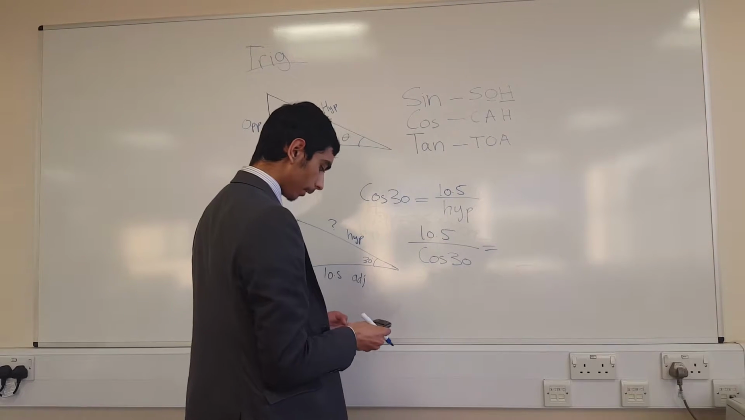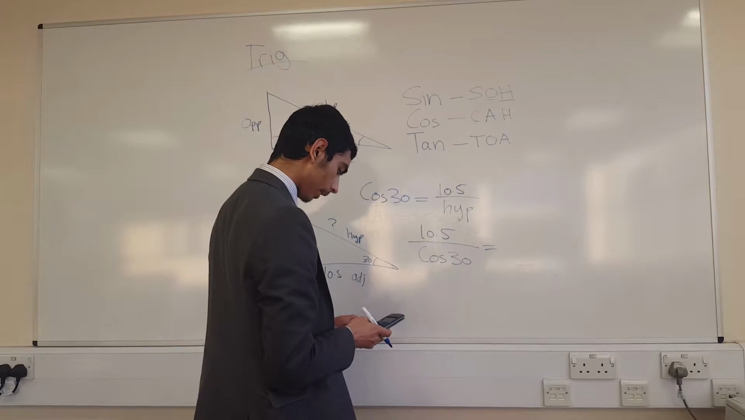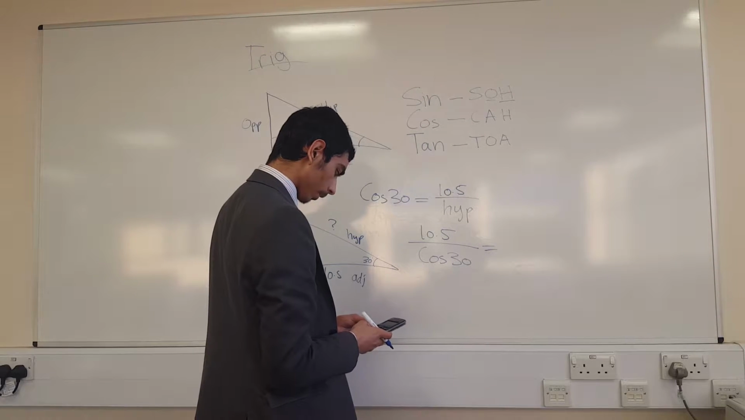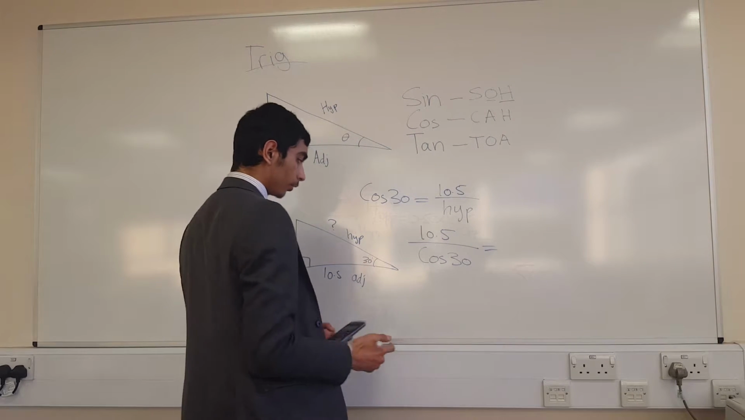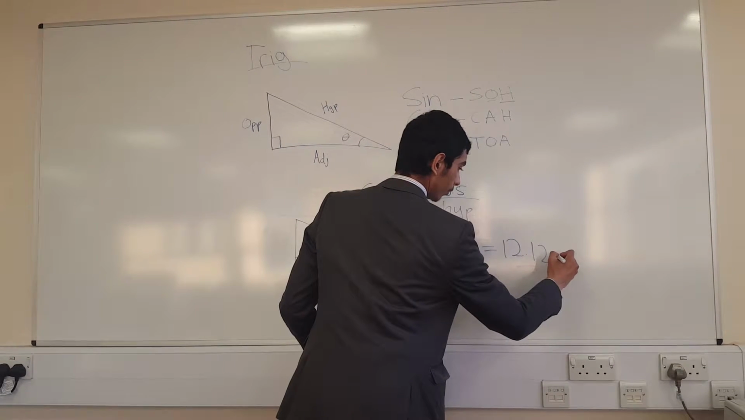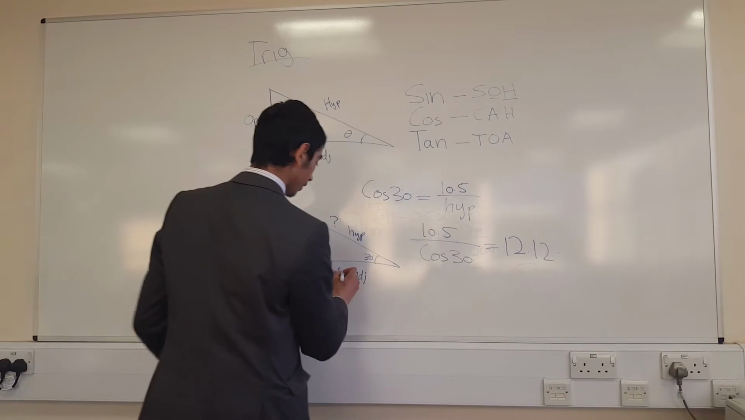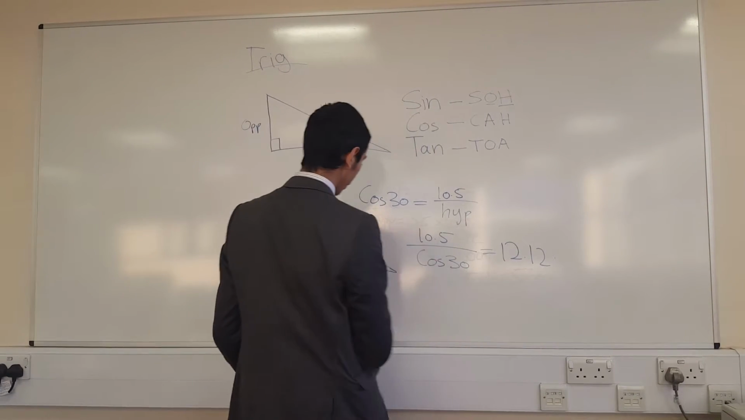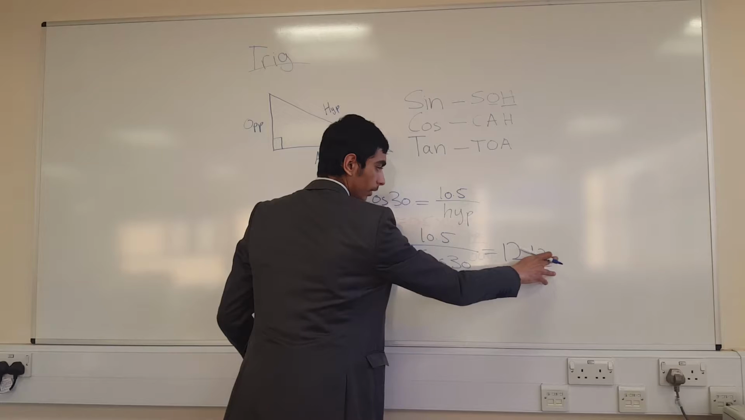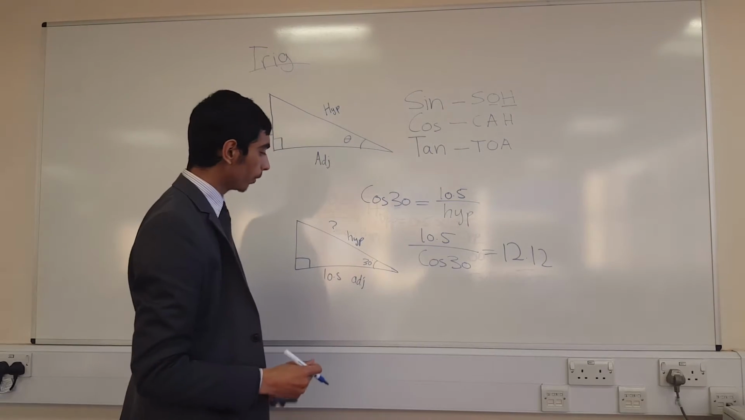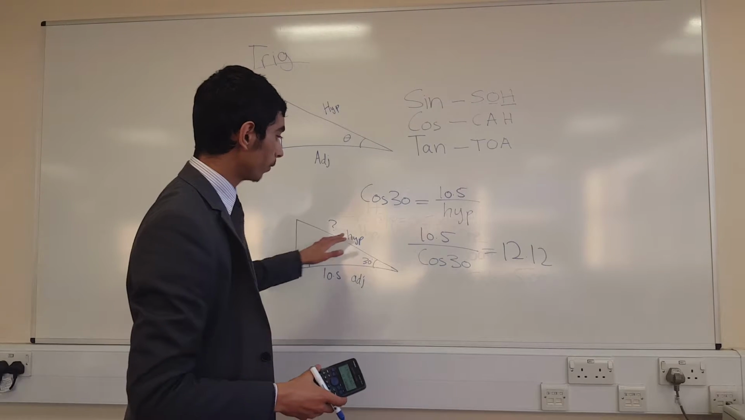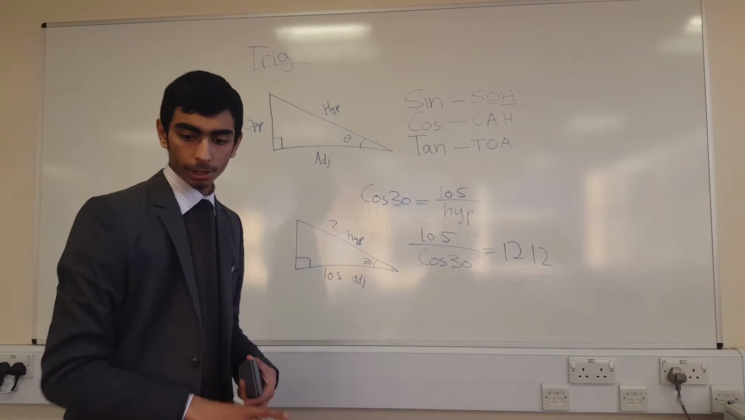And if you just plug that into your calculator, you get 12.12 centimeters, if this is in centimeters, but in this case we haven't been given any sort of units, so just leave it as it is, 12.12. So the hypotenuse along the side will be 12.12 centimeters using trig.